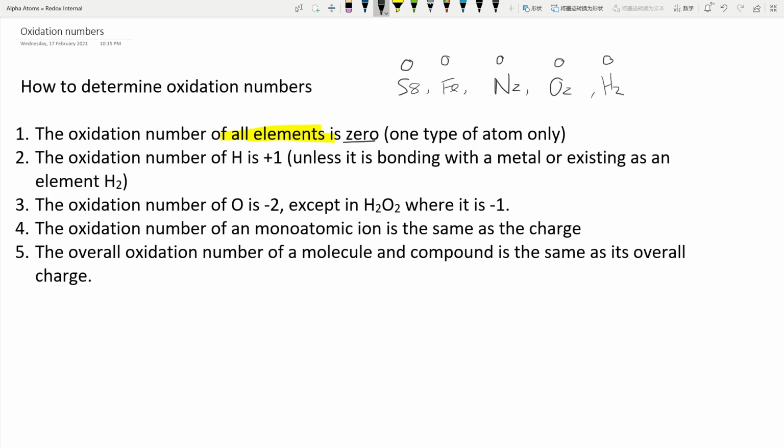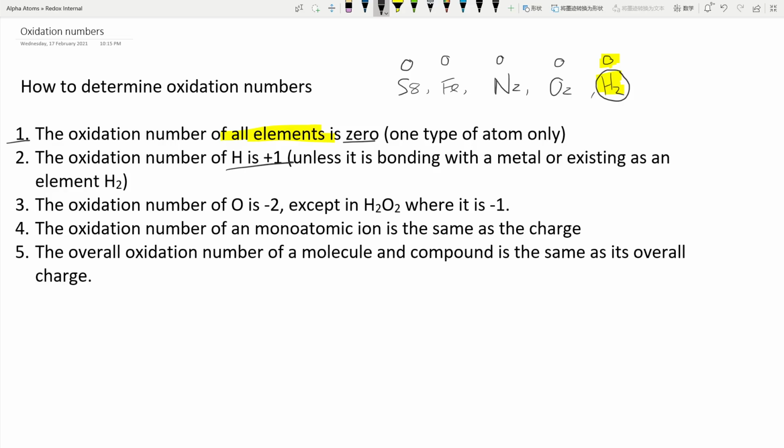This rule trumps all the other ones. This is why I put it up as rule number 1, above 2 and 3, because a lot of people go, but you told me hydrogen is always +1, but when I have H2, shouldn't that H have a positive 1 oxidation number? Well, no, because as an element just hanging out on its own, with nothing else in there, the oxidation number is 0.